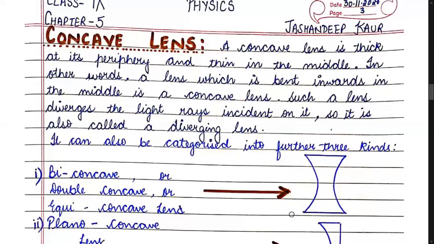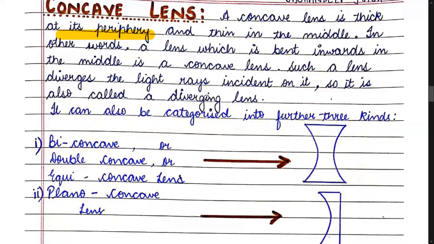Coming to the second type of lens, that is concave lens. A concave lens is thick at its periphery and thin in the middle. In other words, a lens which is bent inwards in the middle is a concave lens. Such a lens diverges the light rays incident on it, so it is also called a diverging lens.